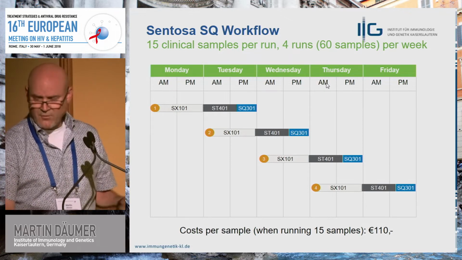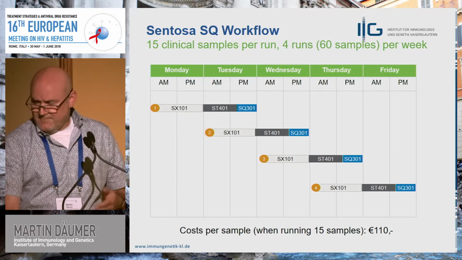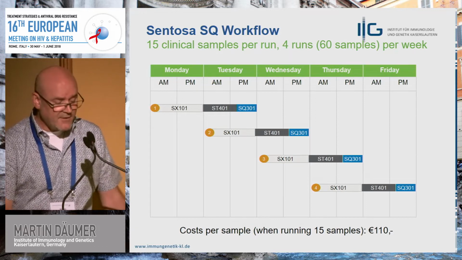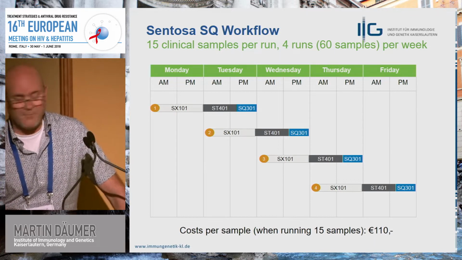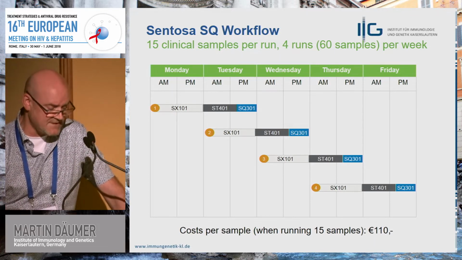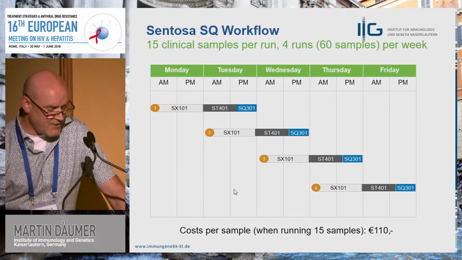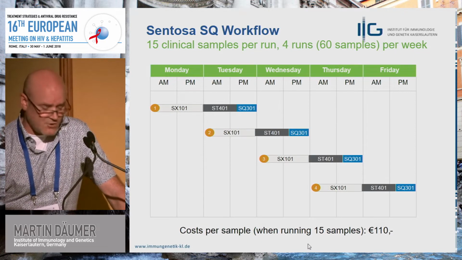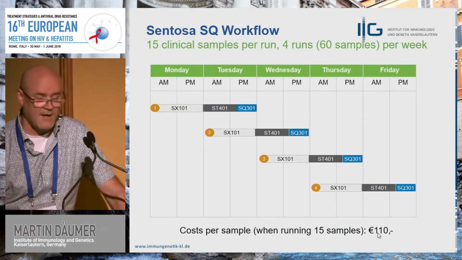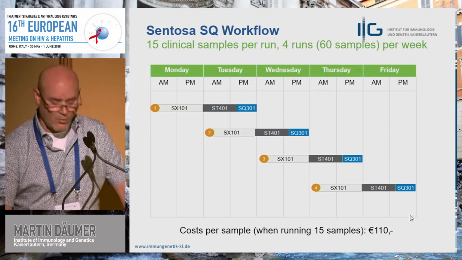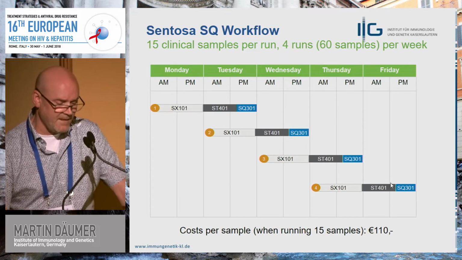And I've heard they try to increase the number of samples per run up to 20, which means that you can end up with 80 samples per week. So cost per sample is always an important thing. When running a complete chip with 15 samples right now, you will pay 110 euros per sample.